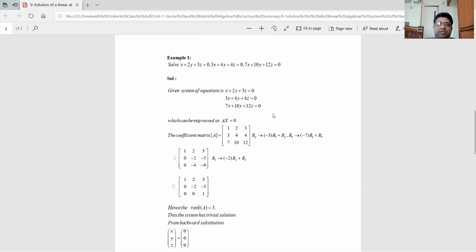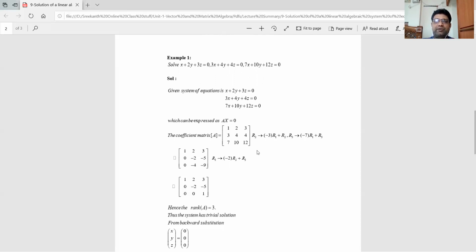First we will express this in matrix notation, as Ax equals 0. A is the coefficient matrix, and x is the column vector of unknowns. From this, first I will write the coefficient matrix. What is the coefficient matrix here? A is 1 2 3, 3 4 4, 7 10 12. So this is the coefficient matrix.